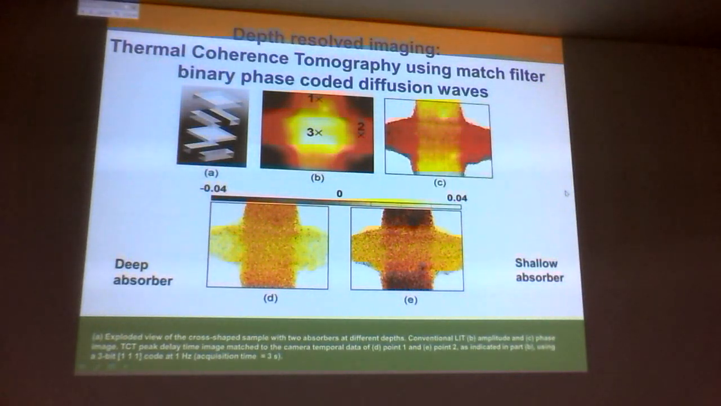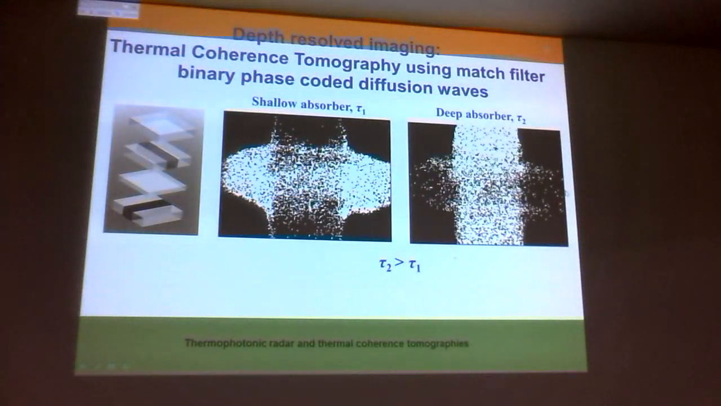So heat moves from there on, and depending on which time tau equals 0 I use, I can see the deeper absorber with little interference from the shallower absorber, or I can see the shallower absorber with little interference. Well, it doesn't look like little, but if I go to the next image, it looks much better. So this image, if I plot it a different way, shows the tau 2, which is the deep absorber, with little interference of the upper absorber, and the tau 1, which is the shallower absorber with little interference of the other one. So why is this a coherence tomography again?